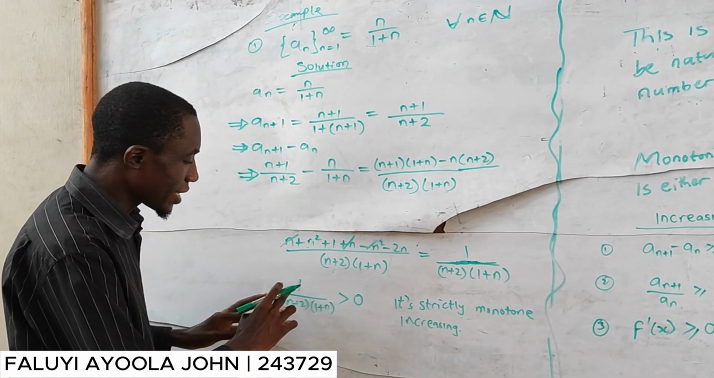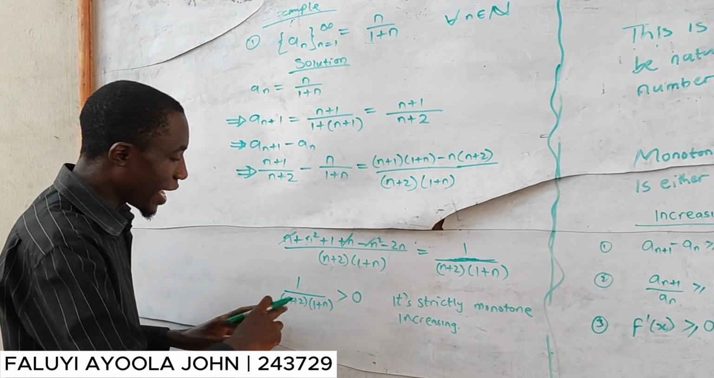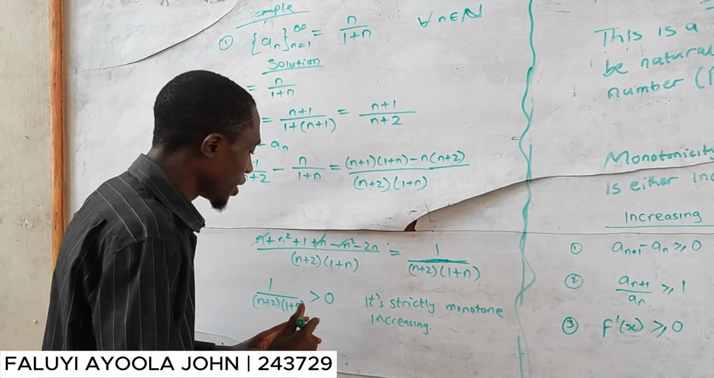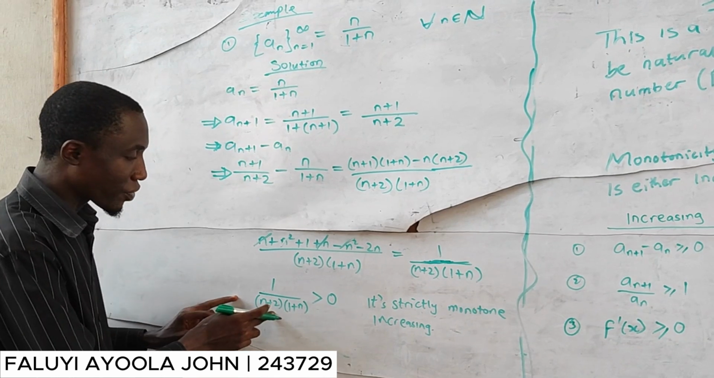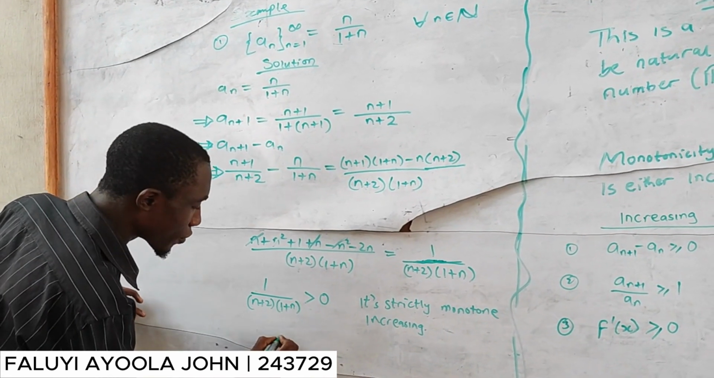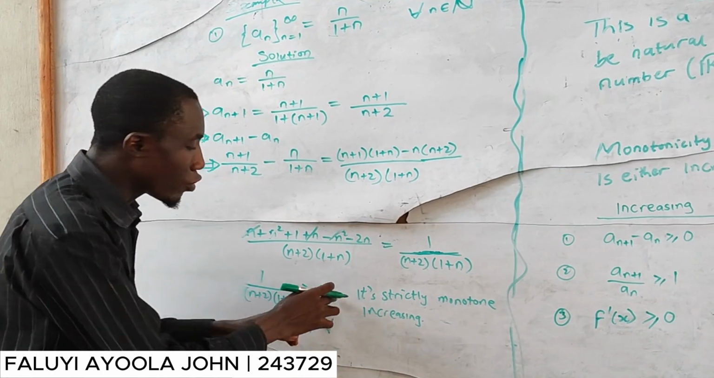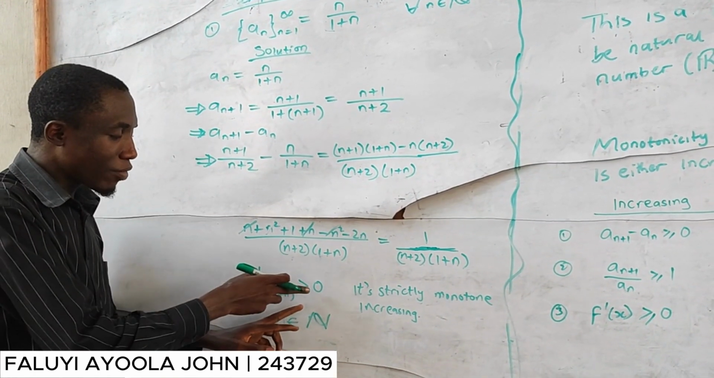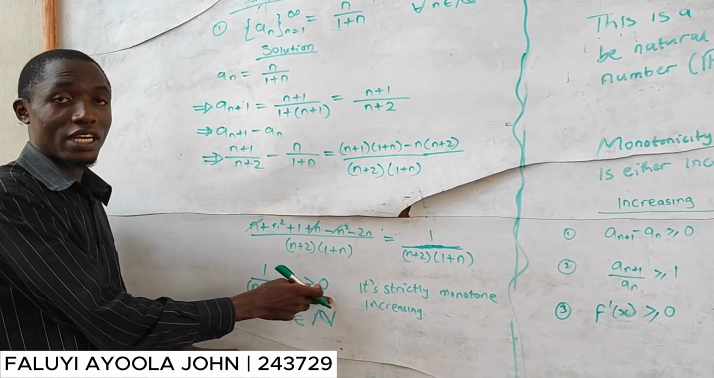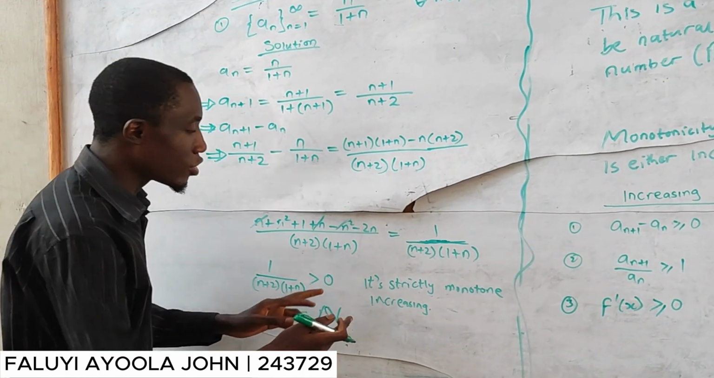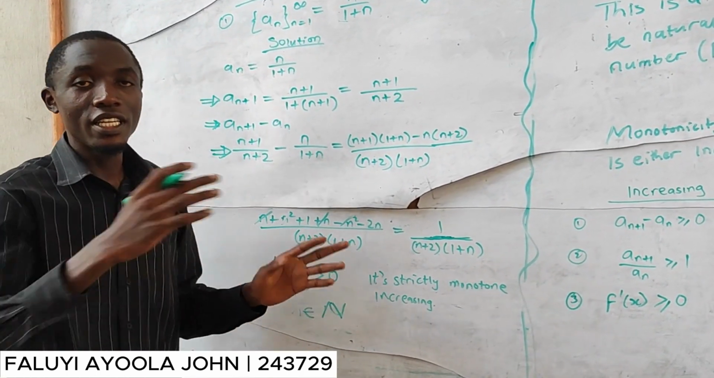So, getting this, we have 1 divided by (n plus 2)(1 plus n). It's telling us that for all values of n taken from the set of natural numbers, there is no value of n that will give us any number less than 0, or any number equal to 0. That is telling us that it is strictly monotone increasing.